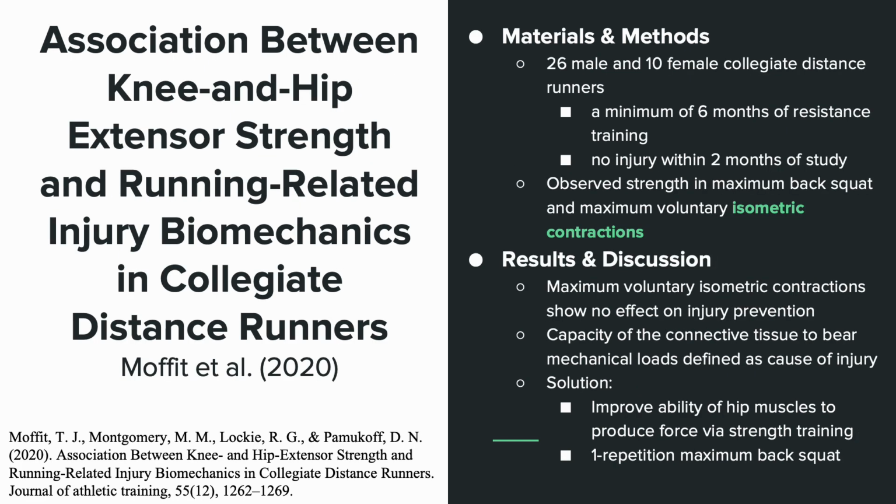In addition to that, the study Association between Knee and Hip Extensor Strength and Running-Related Injury Biomechanics in Collegiate Distance Runners found that while maximum voluntary isometric contractions showed no effect on injury prevention for 26 male and 10 female collegiate distance runners, improving the ability of the hip muscles to produce force via strength training, specifically the 1 repetition maximum back squat, increased the capacity of the connective tissue to bear mechanical loads, and ultimately prevented injury.